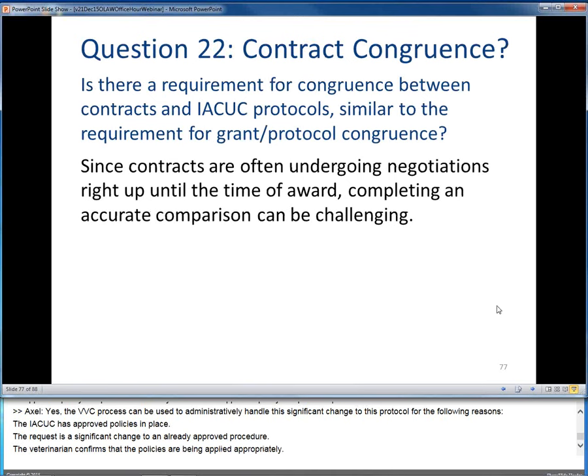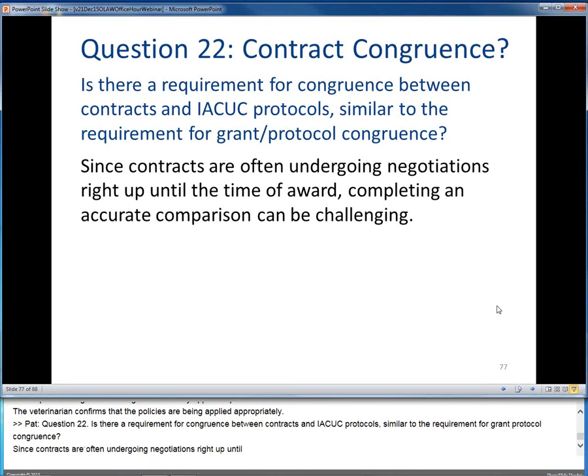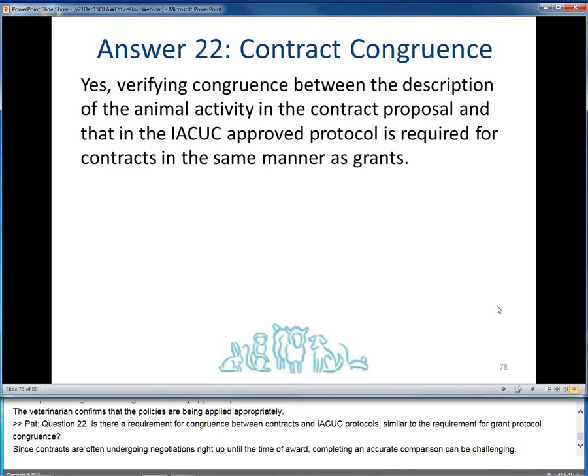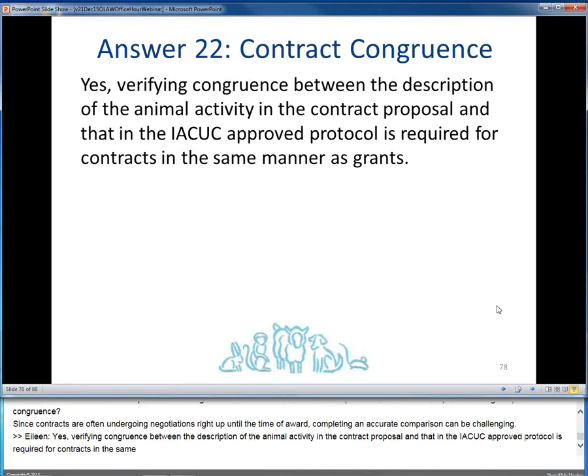Question 22. Is there a requirement for congruence between contracts and IACUC protocols, similar to the requirement for grant protocol congruence? Since contracts are often undergoing negotiations right up until the time of award, completing an accurate comparison can be challenging. Yes, verifying congruence between the description of the animal activity in the contract proposal and that in the IACUC approved protocol is required for contracts in the same manner as it is required for grants.